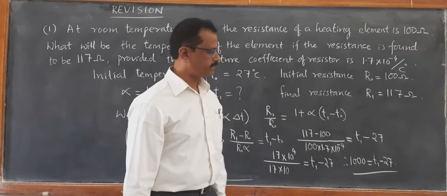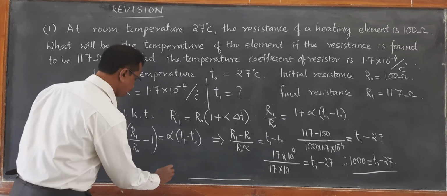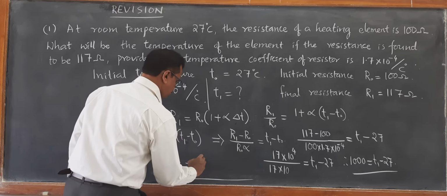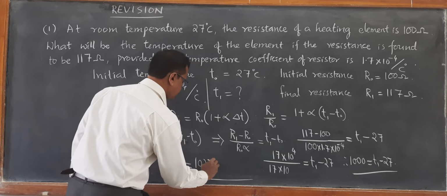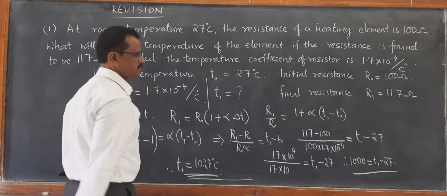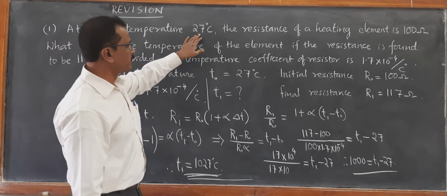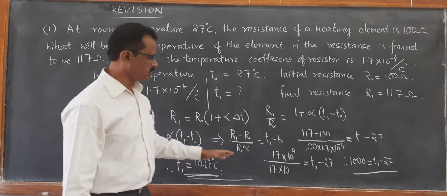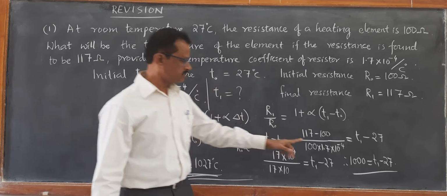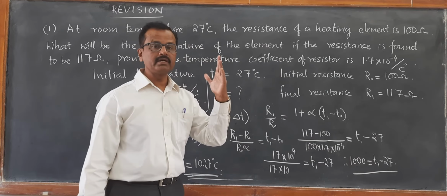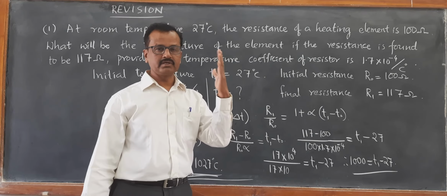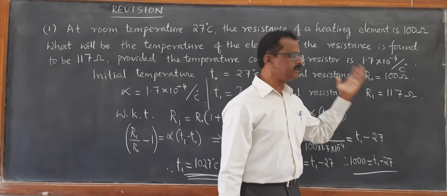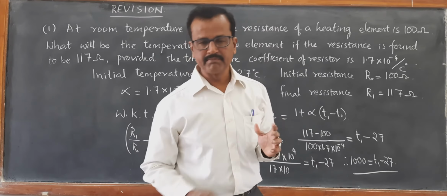This is the final step. So finally, we get, therefore, T1 is equal to final temperature 1000 plus 27, 1027 degrees Celsius. This is the answer. So when the temperature is increased from room temperature 27 degrees Celsius to 1027 degrees Celsius, the temperature difference is 1000 degrees. When it is increased by 1000 degrees Celsius, the resistance becomes 100 to 117 ohm. Okay, this is a simple problem.